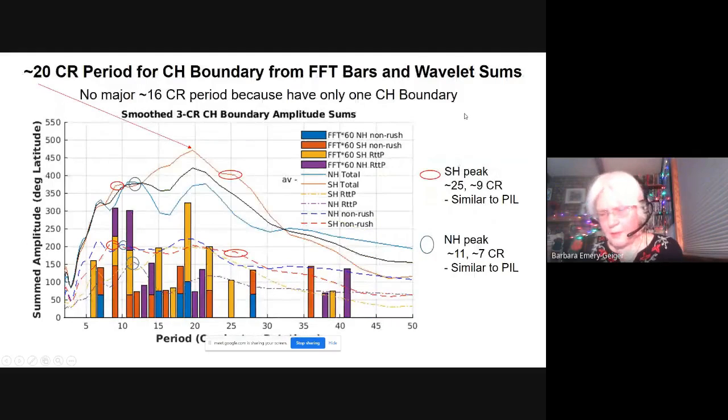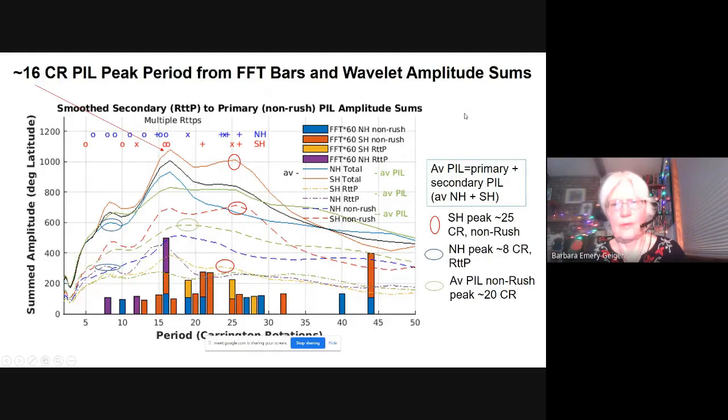oops, back up. Let's back up again. Okay, so this one is for the primary inversion, polarity inversion lines.